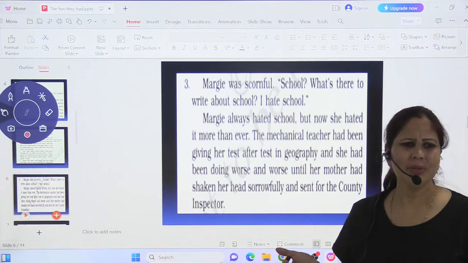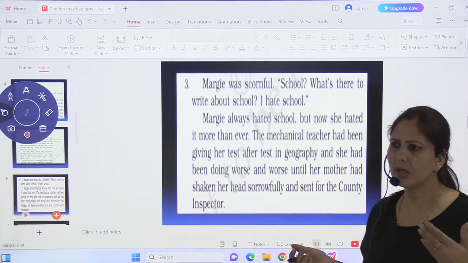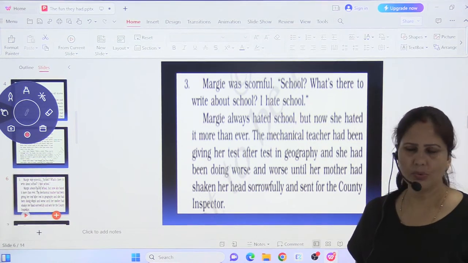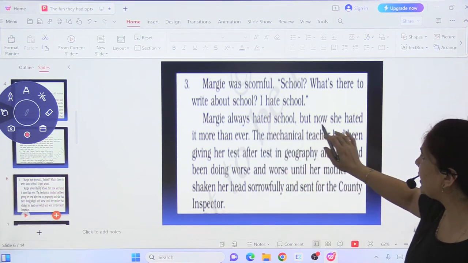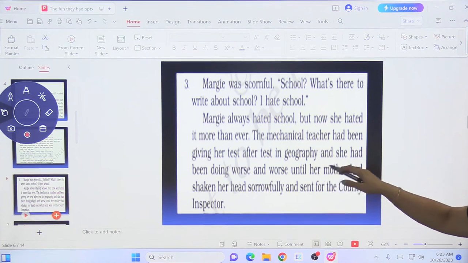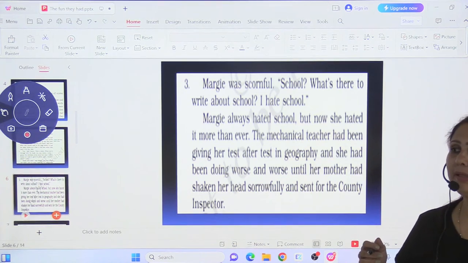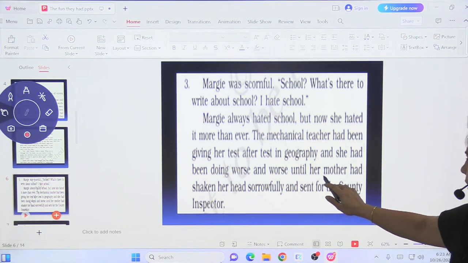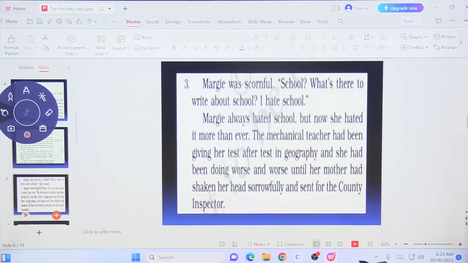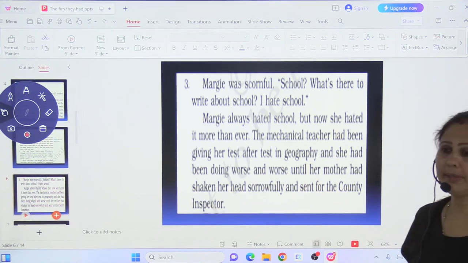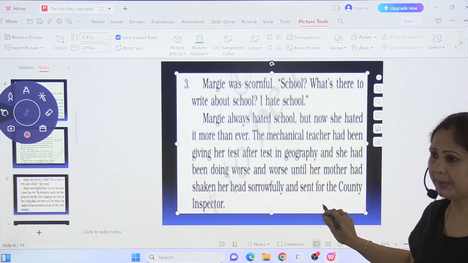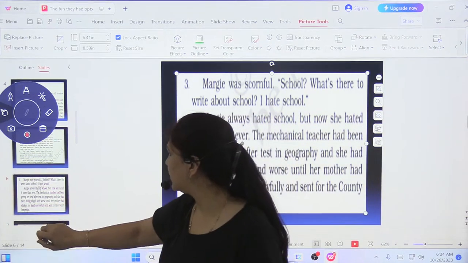So she said, what is there to write about the school? When Tommy told her that this book is all about the school, she hated the idea. Margie always hated school, but now she hated it even more than ever. The mechanical teacher had been giving her test after test. Why did she start hating the school even more? Because her mechanical teacher, the robot, was giving her test after test, and with every test she was getting worse and worse, until her mother had shaken her head sorrowfully. So mother was highly sorrowful and she wanted to know the reason behind it. So whom did she call? The county inspector.